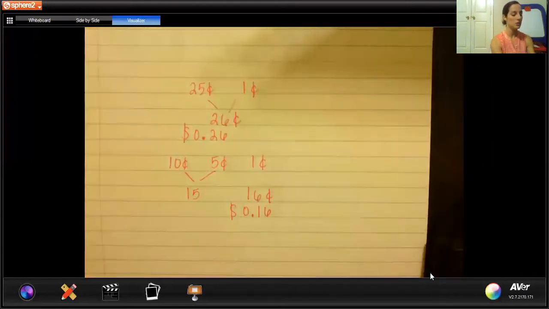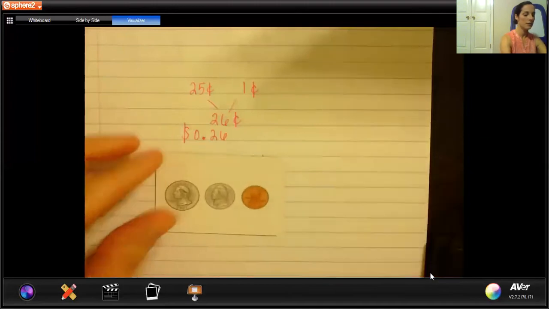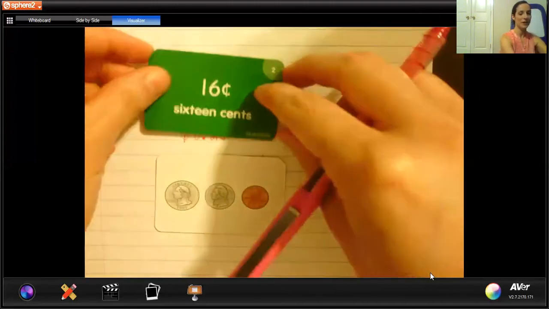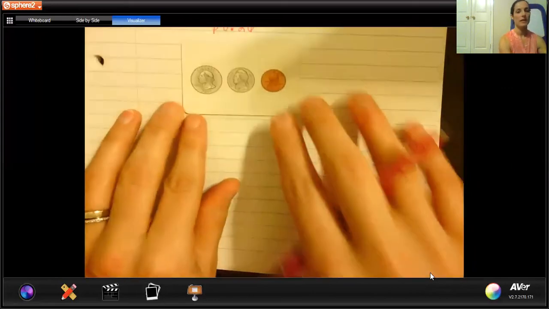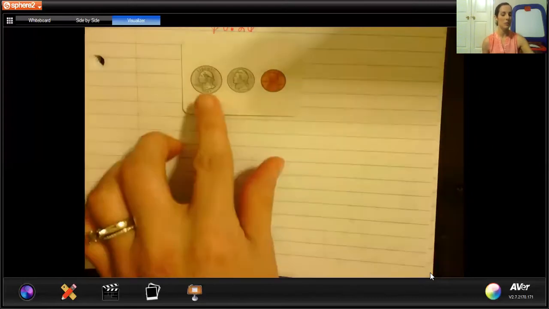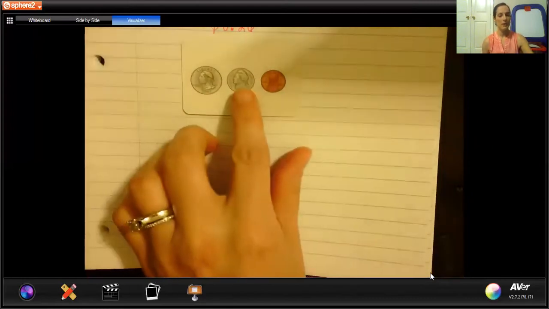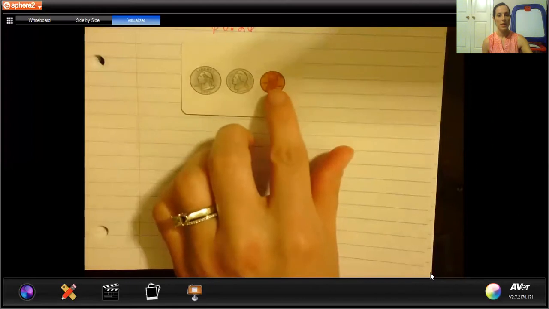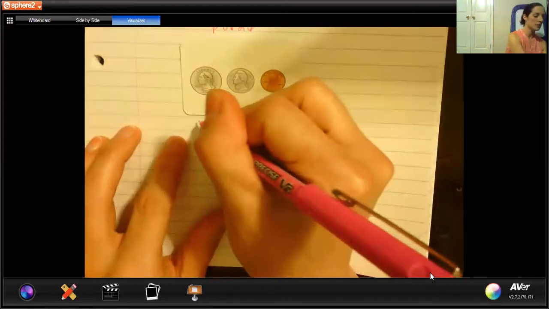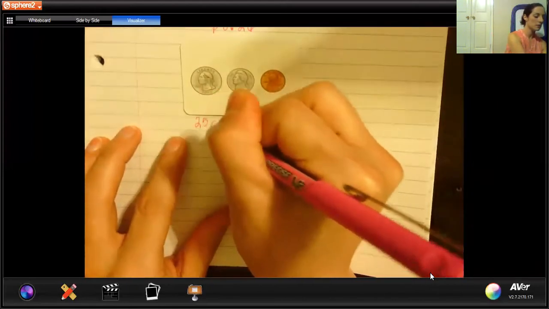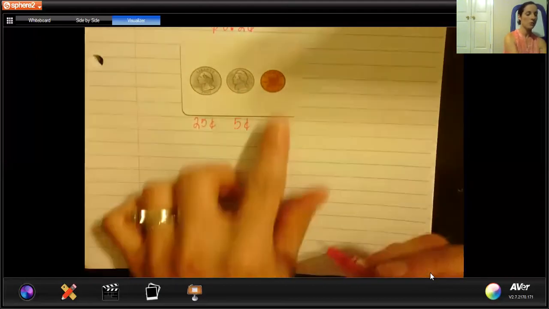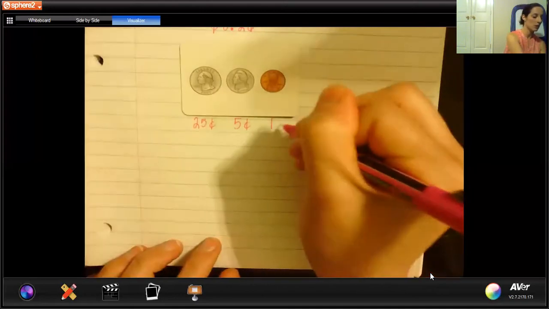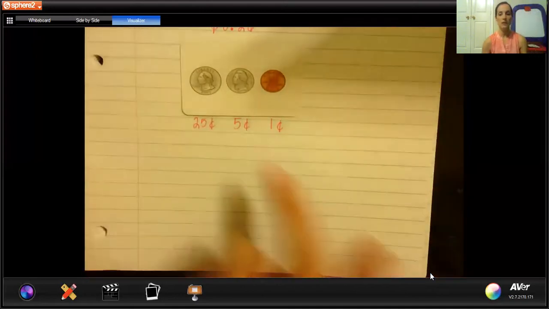Okay, we're going to do just a couple more. I'll just move these out of the way. All right, here is another collection of coins. Again, we have a quarter, we have a nickel, and we have a penny. The quarter represents 25 cents. We have a nickel, which represents 5 cents. Penny represents 1 cent. We have identified our coins.